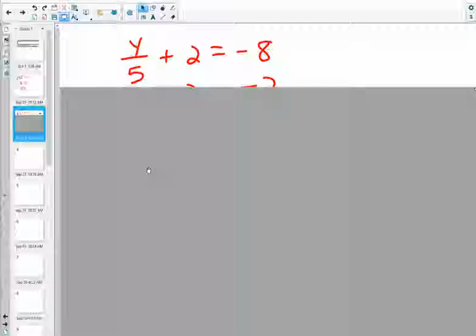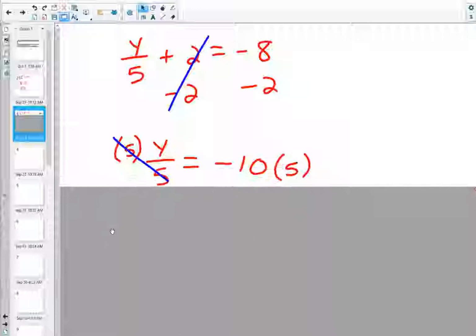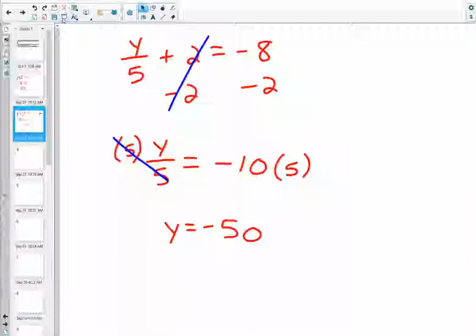Because addition and subtraction. If you're going backwards order of operations, we would cancel out adding first by subtracting 2. Then we cancel out division by multiplying. So we end up with y is negative 50.